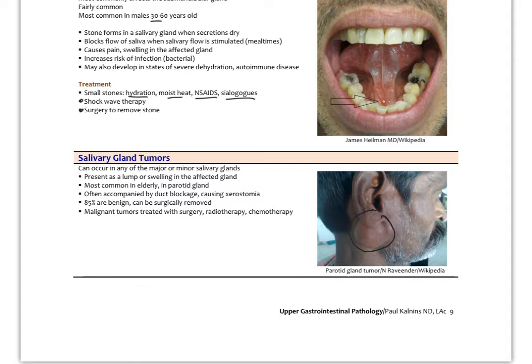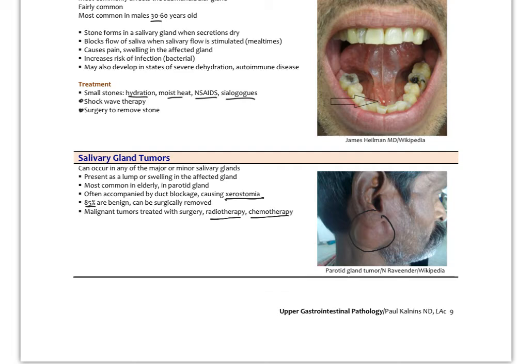And usually that's accompanied by duct blockage, and that can cause a very dry mouth, and that's called xerostomia because of lack of saliva. The majority, 85%, are benign, and they can be surgically removed. The malignant tumors are more difficult. They try to debulk the tumor, maybe, depending on the size and location. But then the tumor usually has spread, and so combination of chemo and radiotherapy are used.